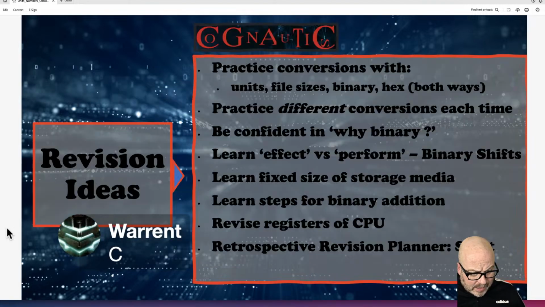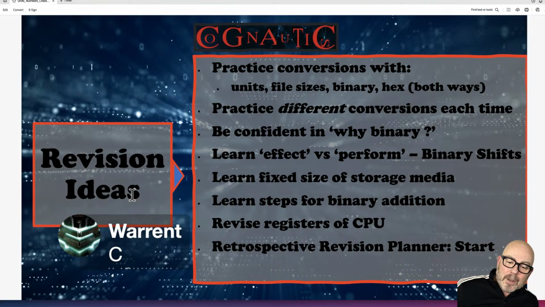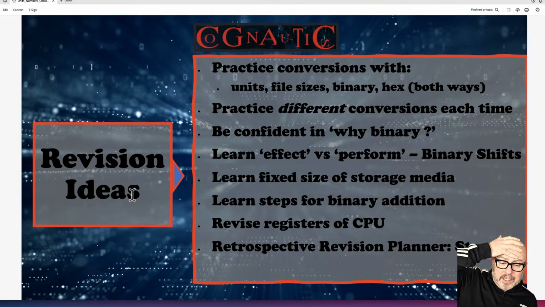Revision ideas. Let's have a look at these. Things to think about. Do a bit of practice with the conversions because they are dead easy. But also, my recommendation is do it both ways. Binary hex, hex binary, binary denary, etc. I recommend drawing out the tables. And if you do it inside your head, do it twice, because it's so easy to make a mistake. Practice different conversions each time. Be confident in that why binary question, because it will be there.